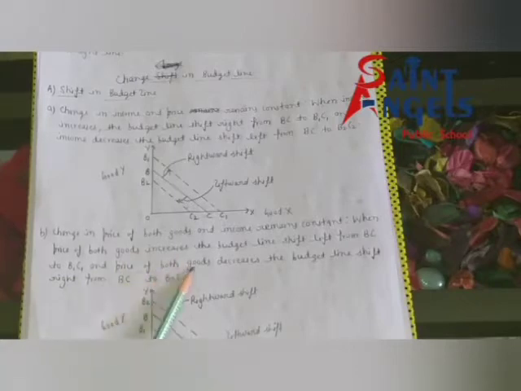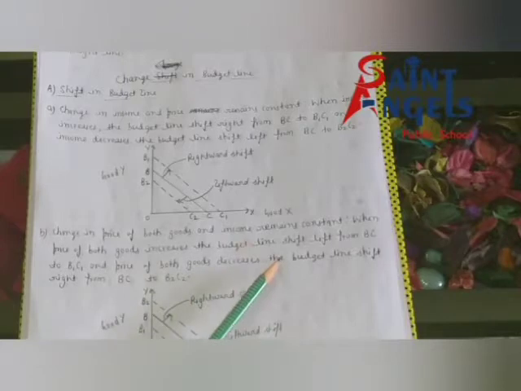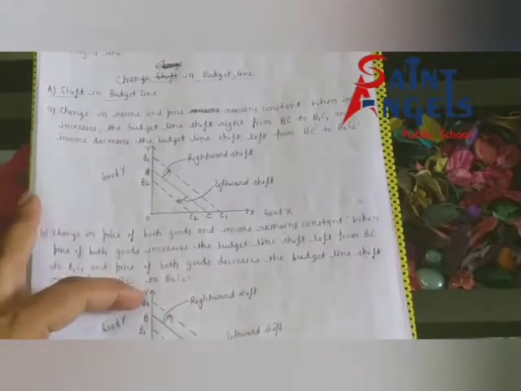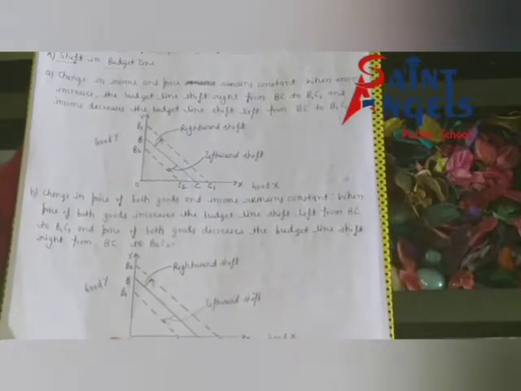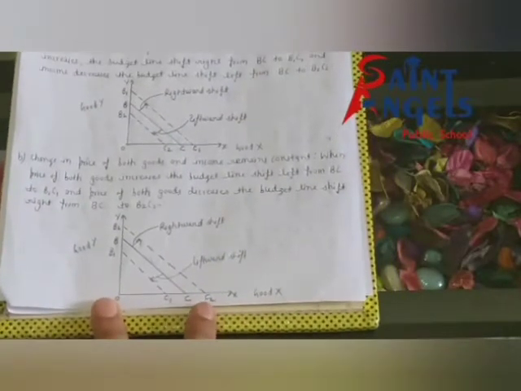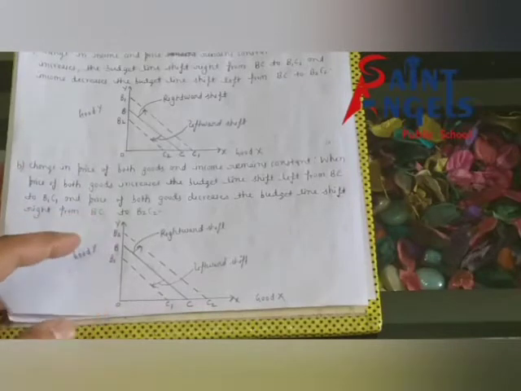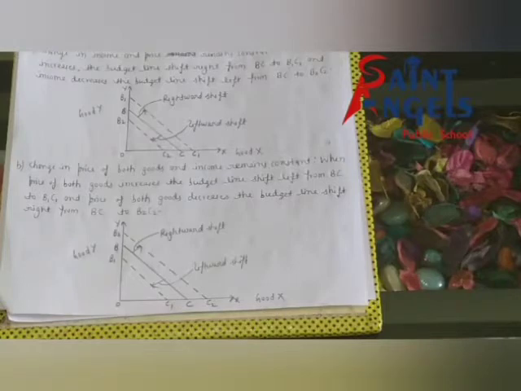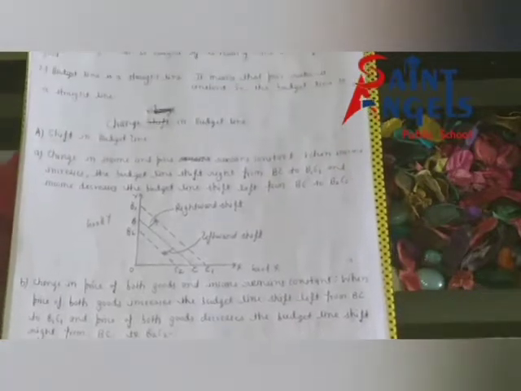And when the price of both goods decreases, meaning the price of good Y and the price of good X decrease, the purchasing power of the consumer will increase. That's why the budget line shifts right from BC to B2C2. This new rightward budget line shows that the consumer is consuming OB2 units of good Y and OC2 units of good X. I hope all of you have understood the first part of change in budget line.